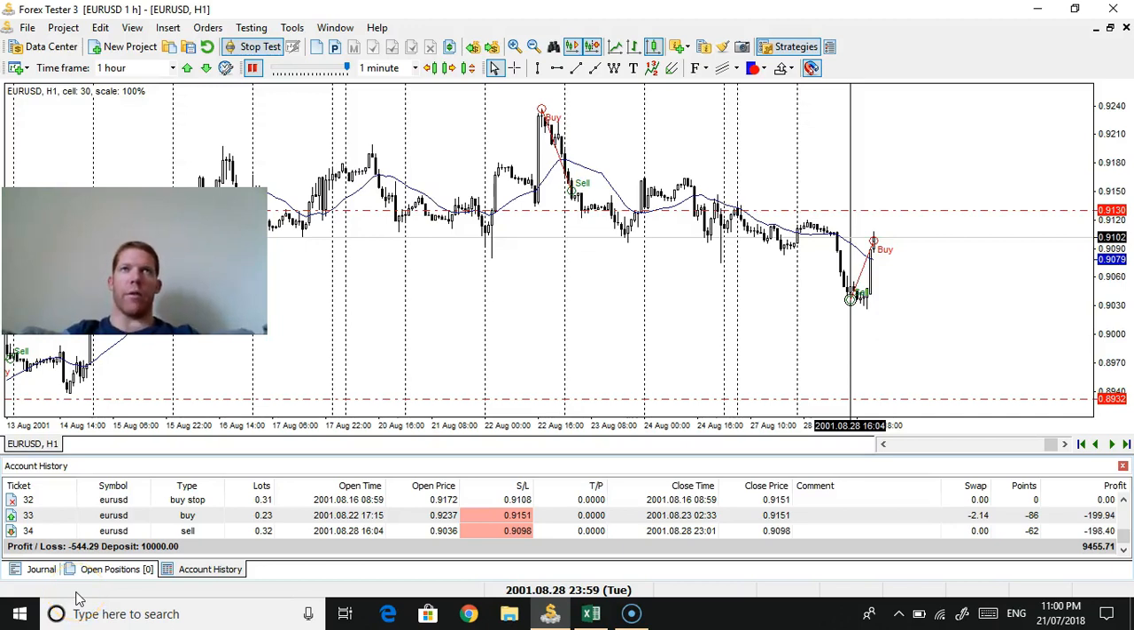Hello everyone, I'm back and we're doing some back testing. So I've got the Euro US dollar 1 hour chart up here. Current P&L, I'm down $544.